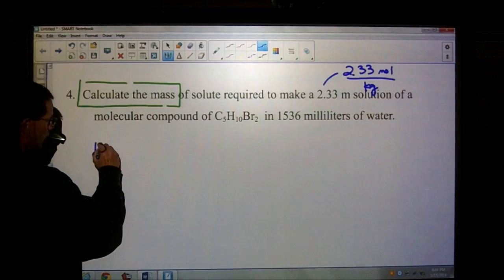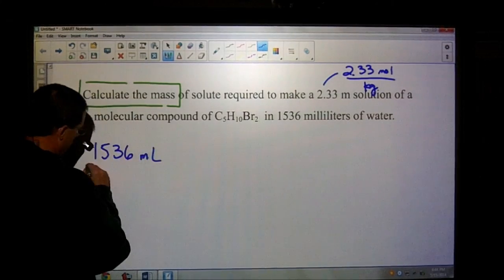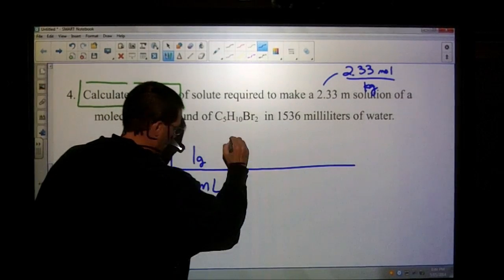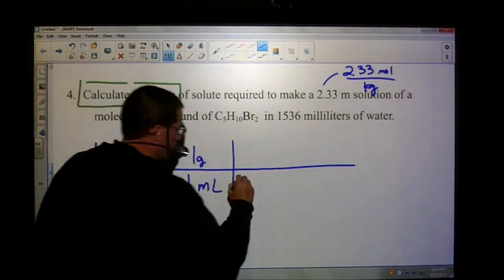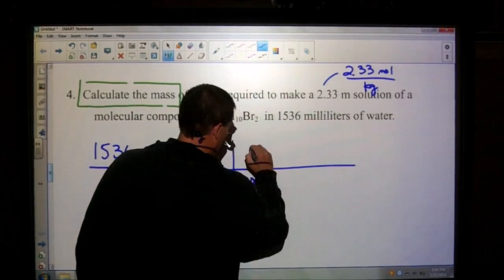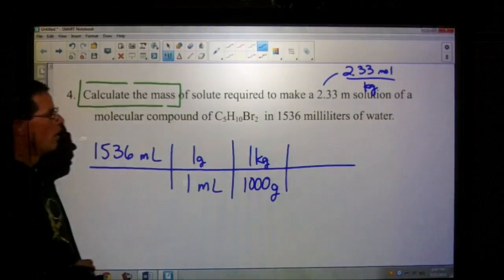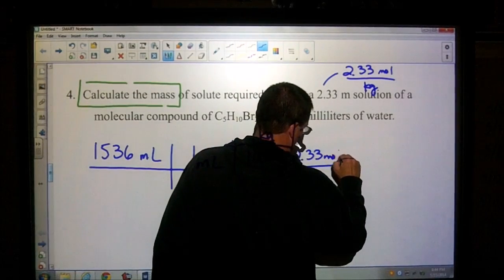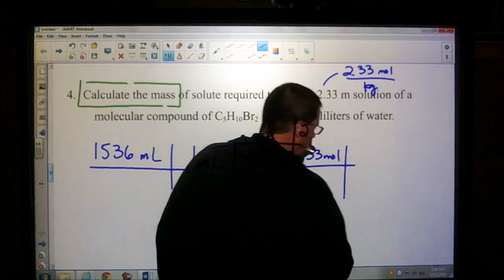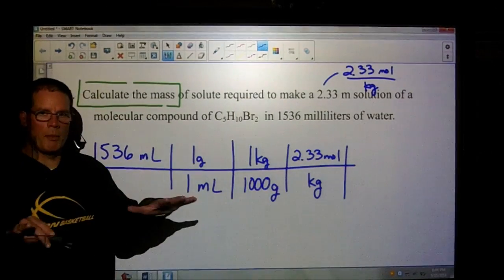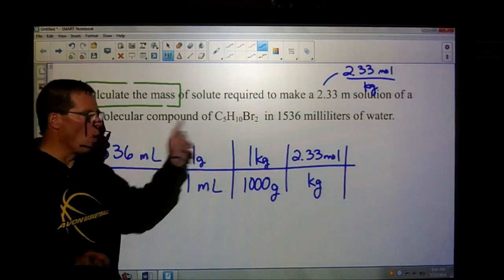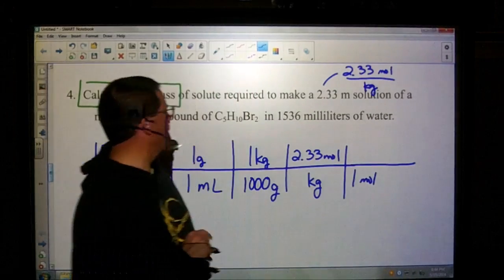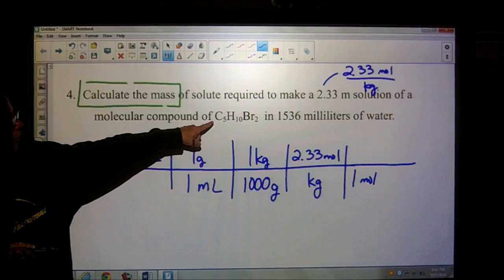So start with your 1536 milliliters of water, convert the milliliters into grams, convert the grams into kilograms, take your 2.33 molal solution, and if the question asked for how many moles, we'd be done. It wants to know what the mass is. One more step: convert the moles into grams. So we have to actually find out what the molar mass for this compound is.